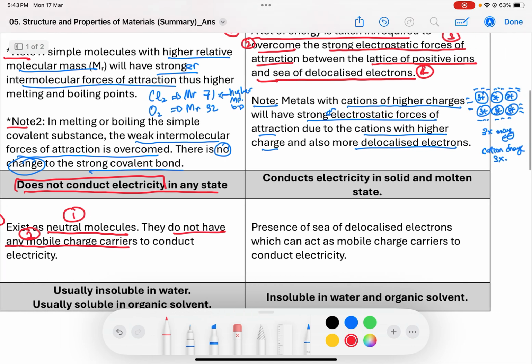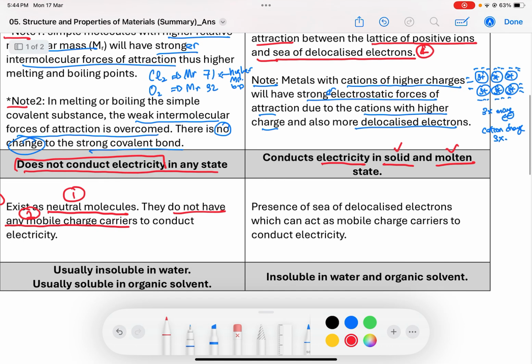Now, how about metals in metallic bonding? They can conduct electricity in solid and molten state. Why is it so? It's because of the presence of a sea of delocalized electrons. The delocalized electrons can act as mobile charge carriers, and hence they are able to conduct electricity.